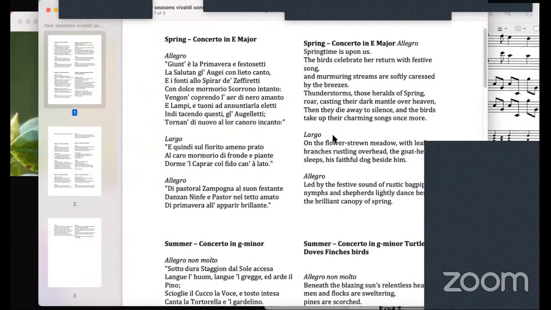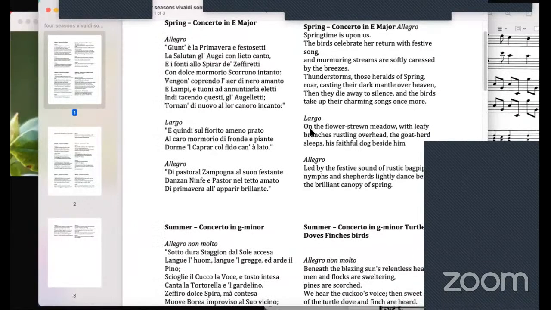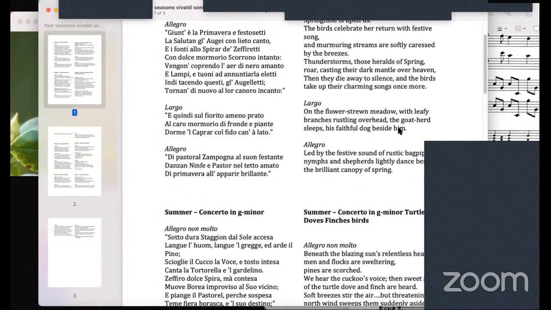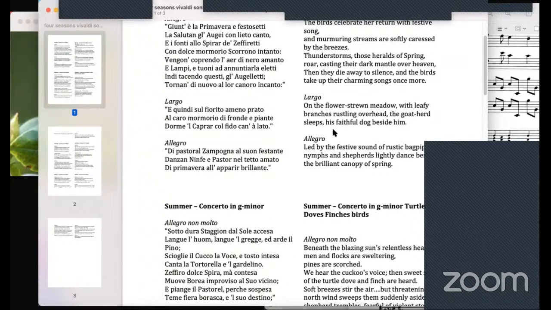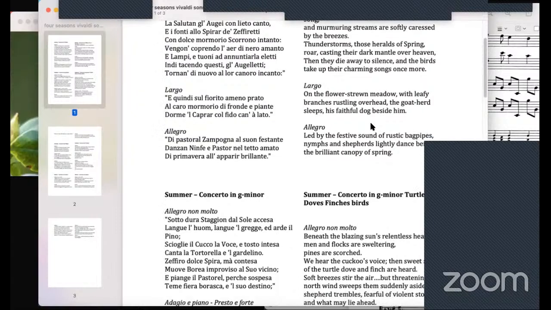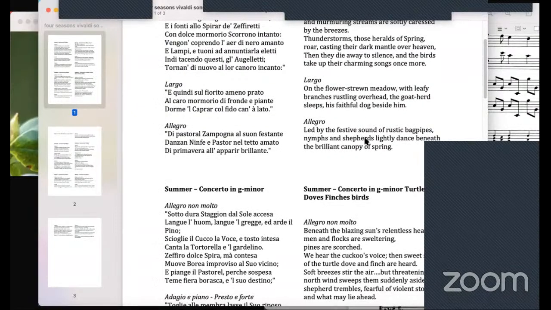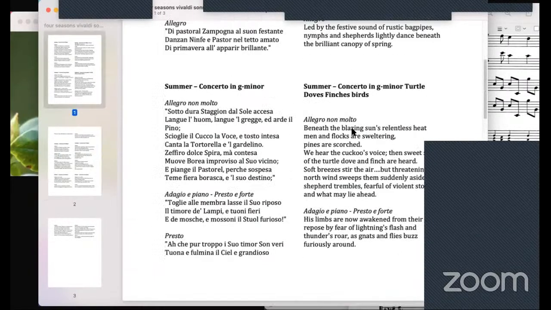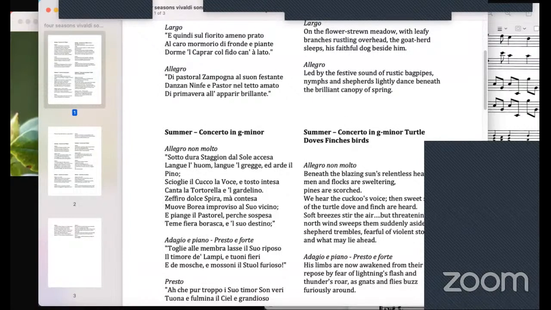So this is the sonnet of the largo. On the flower-strewn meadow with the leafy branches rustling overhead, the goat-herd sleeps, his faithful dog beside him. Tan tan, tan tan, the viola part. Allegro, the second allegro is led by the festive sound of rustic bagpipes, nymphs and shepherds lightly dance beneath the brilliant canopy of spring. So we have those sonnets per movement. That they call programmatic music with Vivaldi.